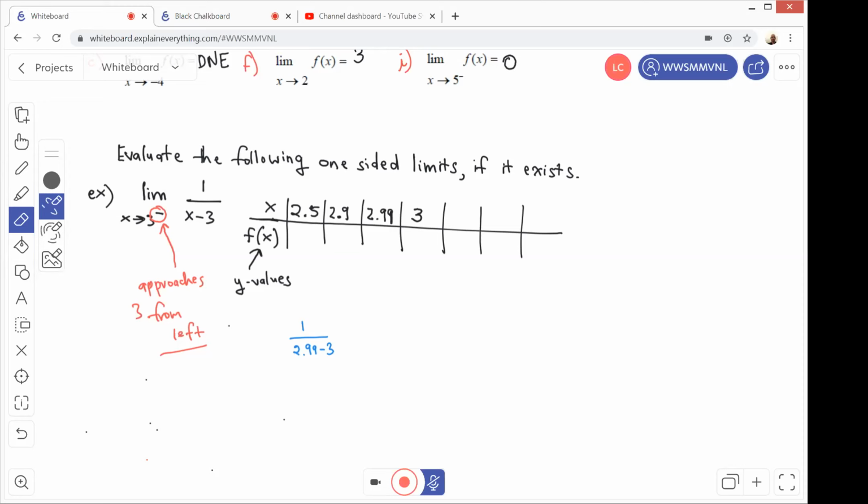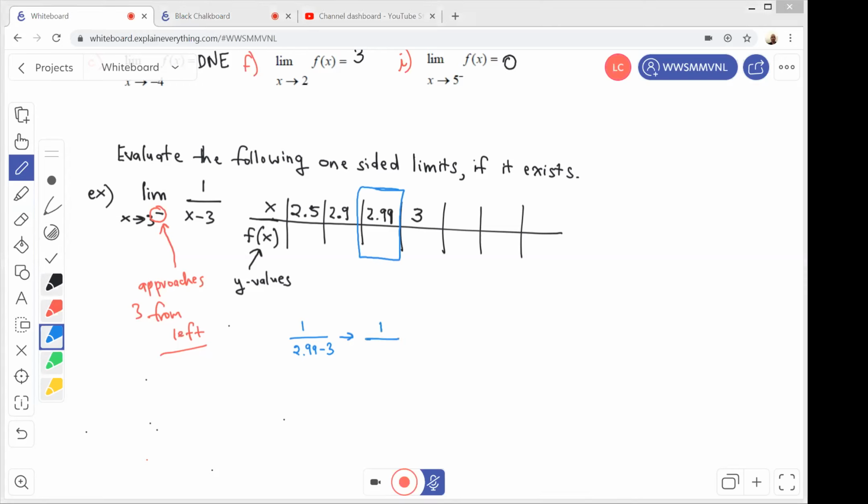So here, if you evaluate this, we're doing this guy right here. We're plugging in, where x is 2.99. So that's the problem we're doing. We are evaluating that into the problem 1 over x minus 3. So 1 over 2.99 minus 3. The 2.99 minus 3 part gives you negative 0.01.